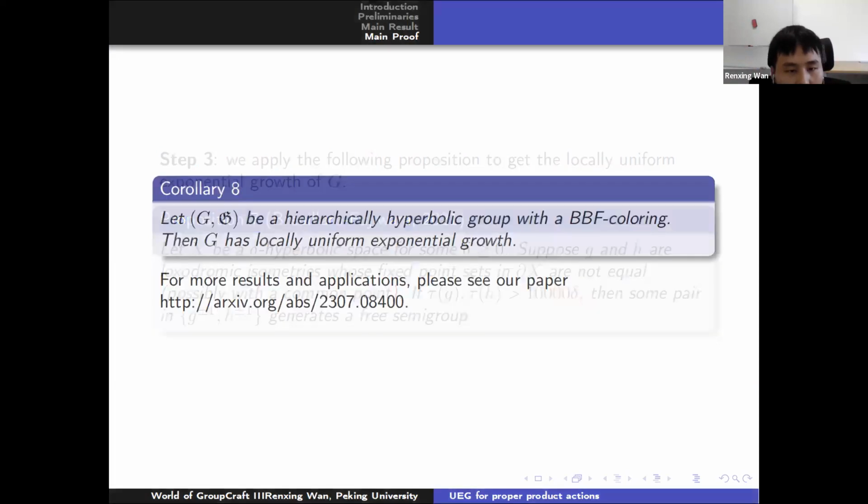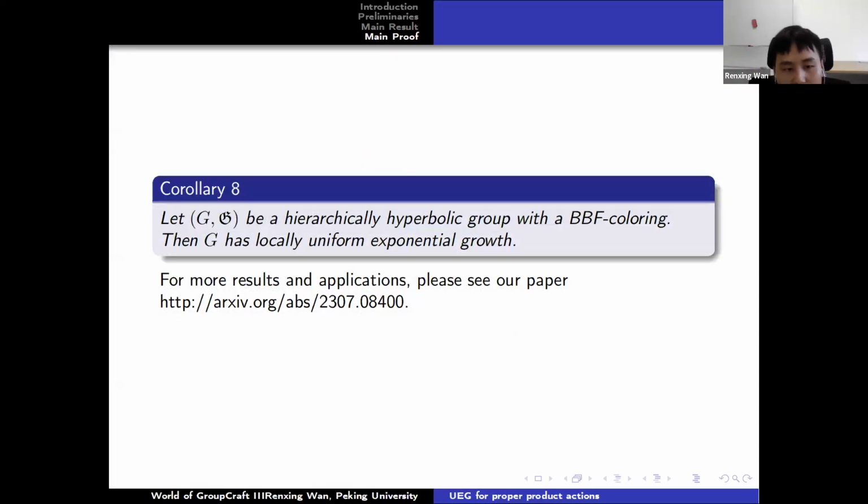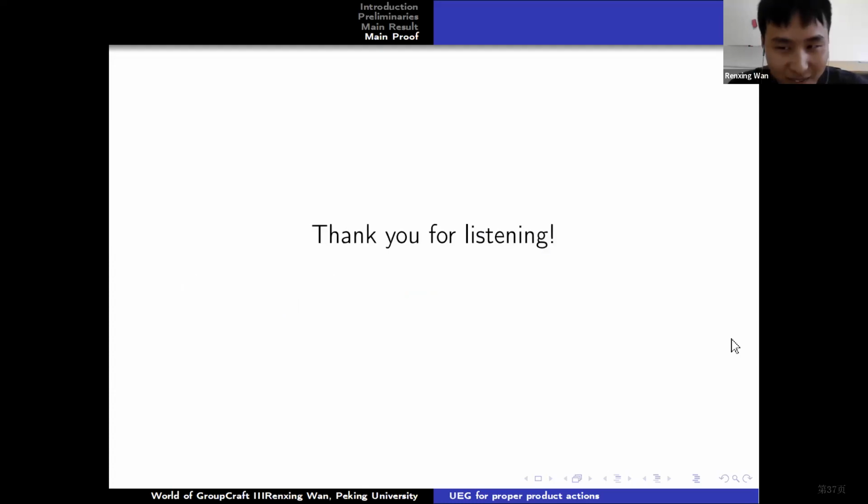Okay. And one corollary is that a hierarchically hyperbolic group with a BBF coloring, then G has locally uniform exponential growth. This kind of groups includes mapping class groups. So, for more results and details, people can see our paper. Okay, that's all. Thank you.